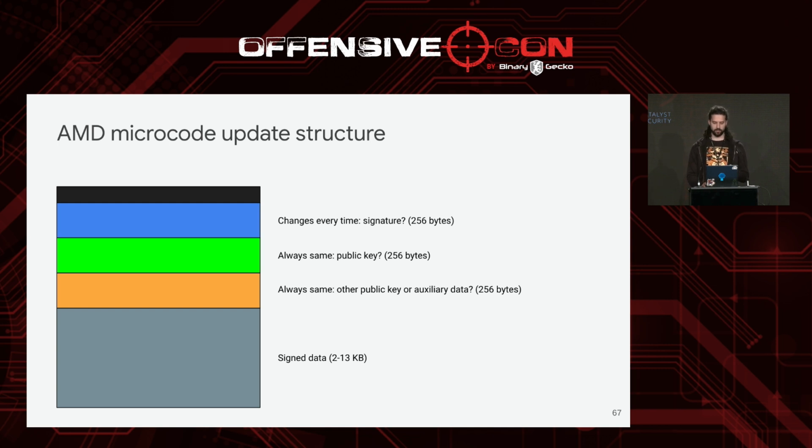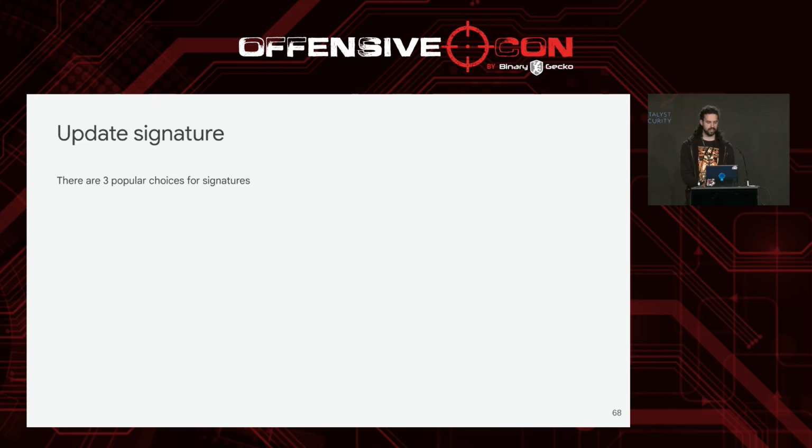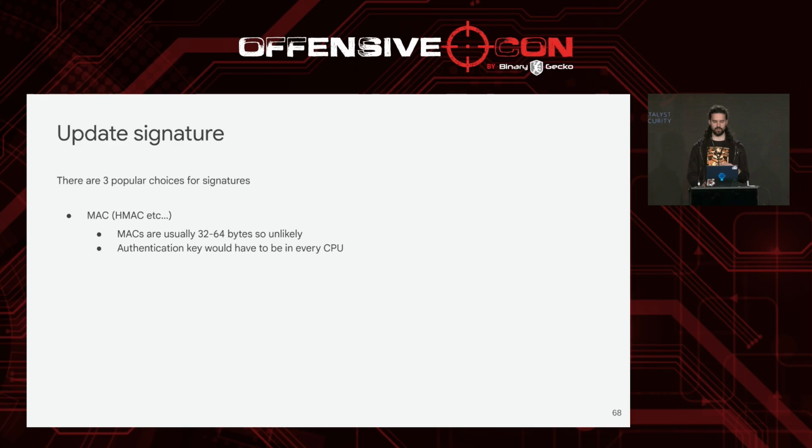Now that we think this is a signature, there are three popular choices that people use for cryptographic signatures. One of them is using a MAC, like HMAC. This doesn't seem like a good fit because MACs are usually much smaller than 256 bytes, and also because if AMD really had used a MAC, they would have had to include the key that you can use to make new MACs inside the CPU, which would be insecure because then you could just get it out and sign an update. So it's not likely that.